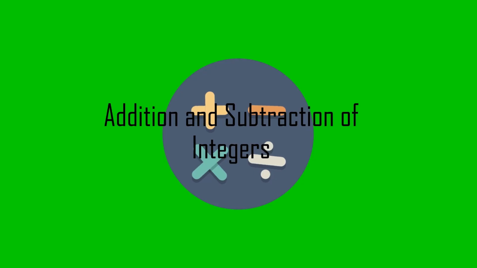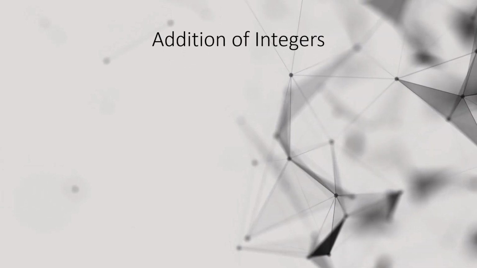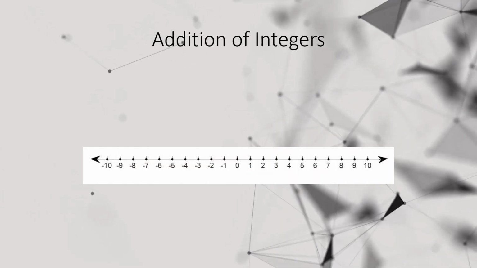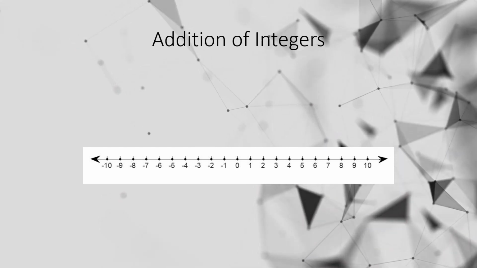Let's dive right in. Our objective today is to understand how to add and subtract integers using rules and number lines. First, let's talk about adding integers. We can use a number line to help us visualize this process.